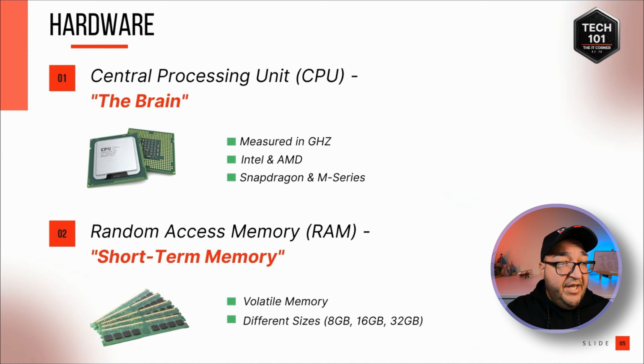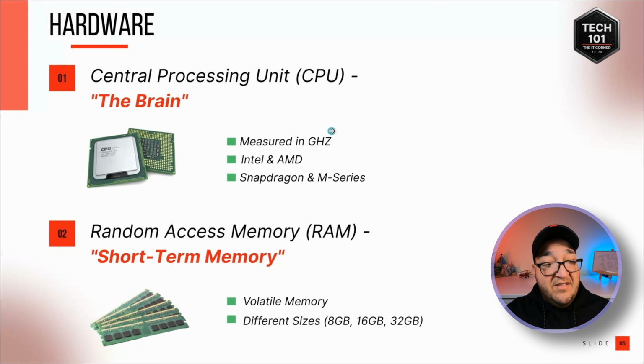So key components of a computer. As you can see here, the CPU, right? The CPU is the brain of the computer. You can see a picture of a CPU there, right? The CPU processes instructions and performs all calculations necessary for a computer to function. The speed of a CPU is measured in gigahertz, essentially how many billions of instructions it can process per second. That's what that means.